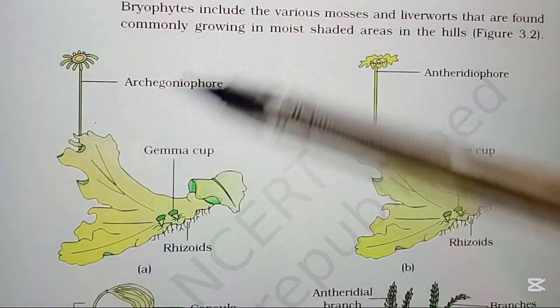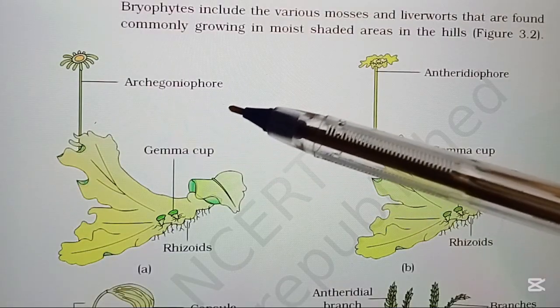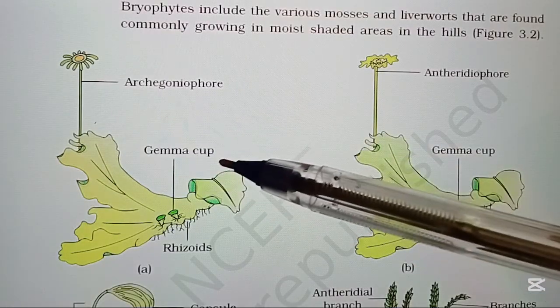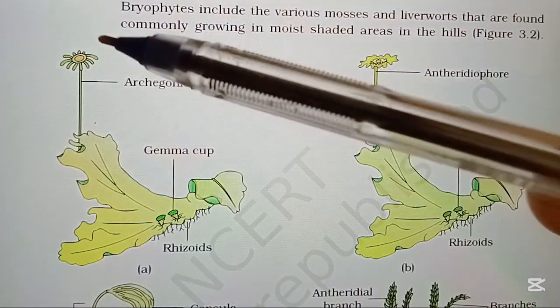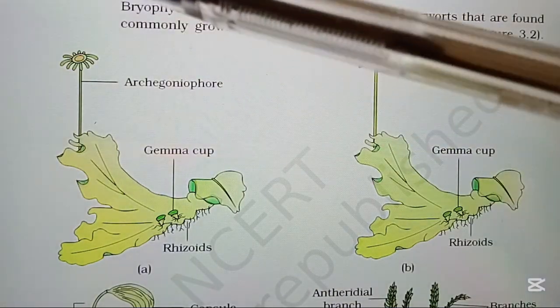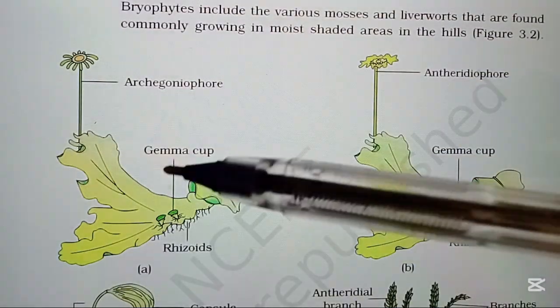Let's start off with the female liverwort. In the female liverwort, you will find three structures: the archegoniophore, the gemmacups, and the rhizoids. The archegoniophore is an umbrella-like stalked structure at the top. So this is what you need to know.